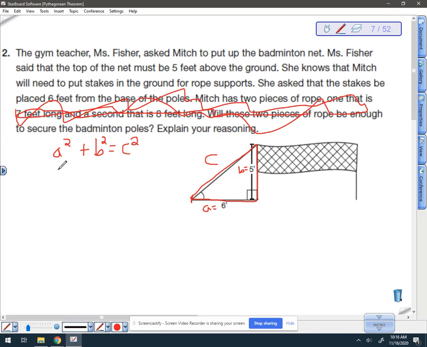Hopefully you've got it finished by now. If you don't, go ahead and pause it and do it. But if you are finished, here we go. We put 6 in for A. So we've got 6 squared plus we put 5 in for B, 5 squared equals C squared.